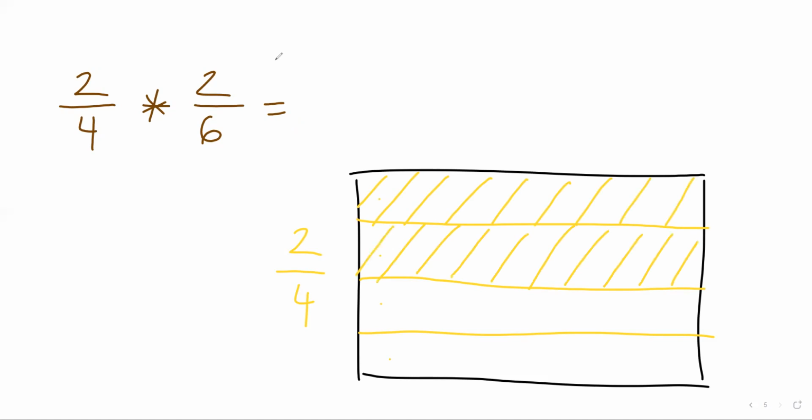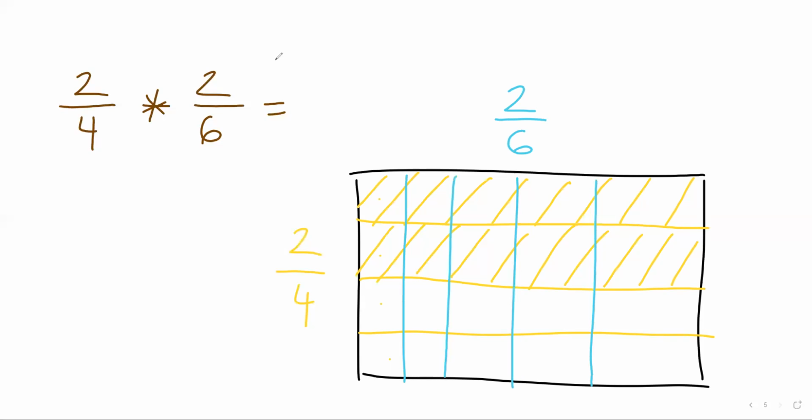Okay, now I'm going to go to my columns, and my columns are 2 out of 6. So for my columns, I'm going to make 6 columns. Oh no, that's wrong. We do thirds first. So there's thirds, there's 6. And then I'm going to shade in 2 of my columns. So I'm going to go the opposite way here. Okay, so there's 1 column.